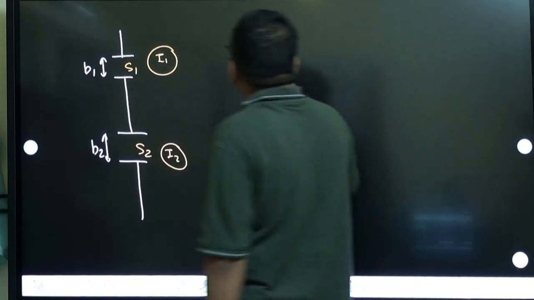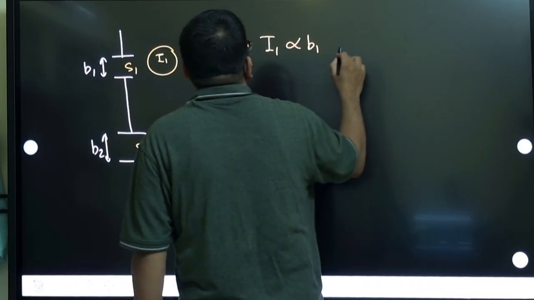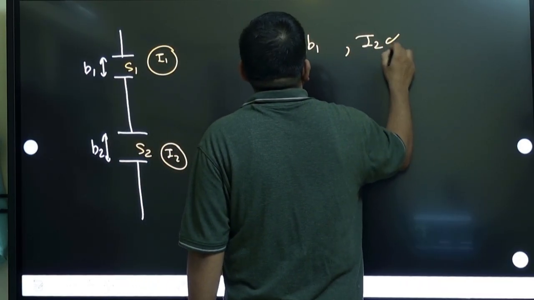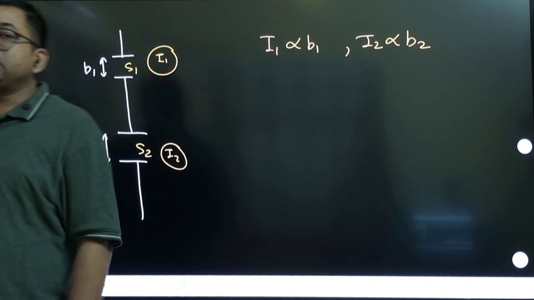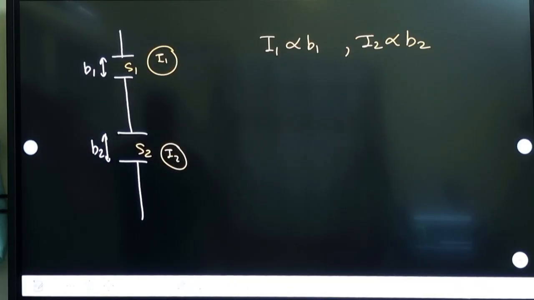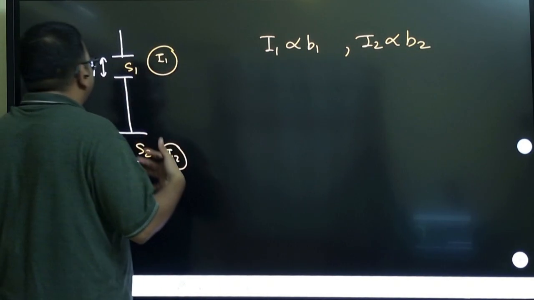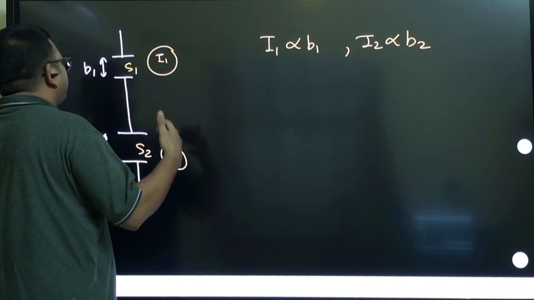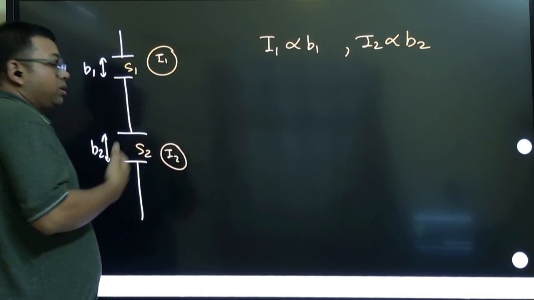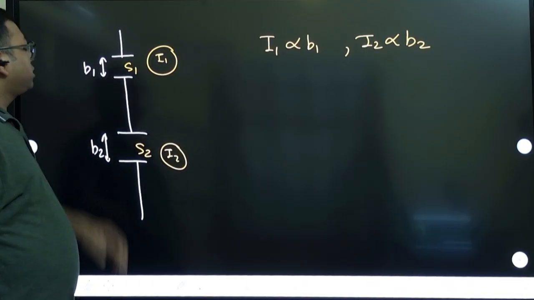So here we need to note that the intensity I1 is proportional to the width B1 and the intensity I2 is proportional to the width B2. So intensity is proportional to the width of the slit. Why is it like that? Because once the wavefront is coming, how much portion of the wavefront is exposed here? That is what matters.